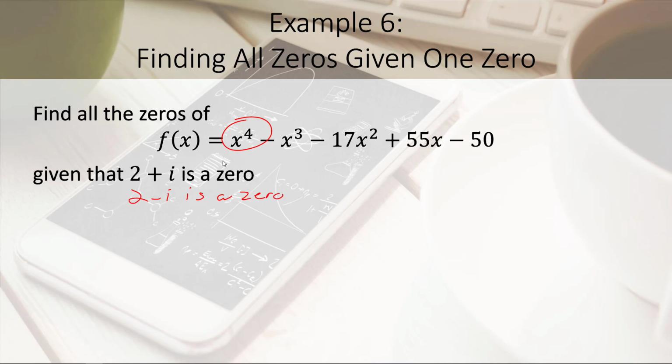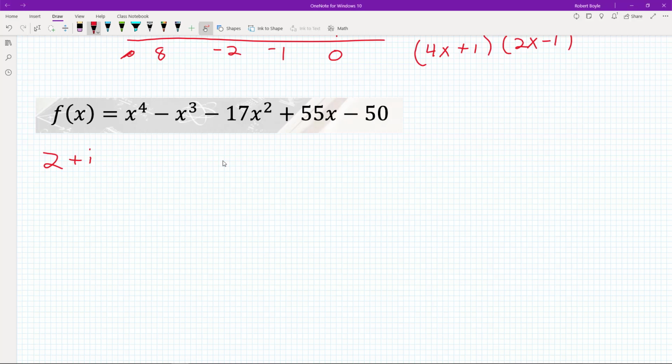And how are we going to do that? Well, let me bring one note up. There it is. And basically we're just going to divide f of x by 2 plus I, and then again by 2 minus I using synthetic division, and then see what we have left. So let's go ahead and do that.